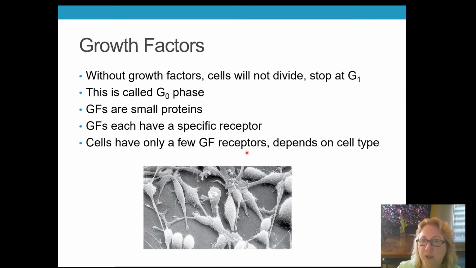Most cells can only respond to 1 or 2 or 3 growth factors, depending on the cell type. So there are some general growth factors that many cells will respond to, like human growth hormone and insulin. But there are other growth factors that are very cell type specific, like only for neurons or only for epithelial layers. So there are tissue specific ones as well.